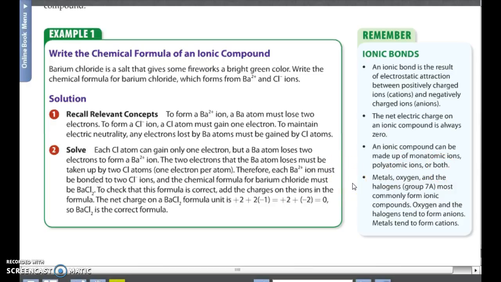Metals, oxygen, and the halogens, group 7A, most commonly form ionic compounds. Oxygen and the halogens tend to form anions, metals tend to form cations.